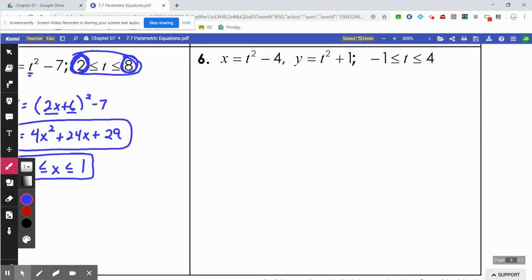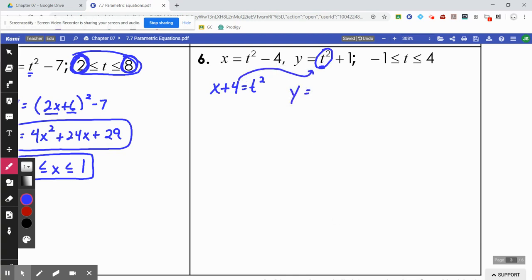So the next one, doing the same thing. Now this one's not going to be as easy to get by itself because you have t squared. However, here's your trick. Instead of solving this for t, why not solve it for t squared and just plug that into the other one? So move the 4 over, it gives you x plus 4 is equal to t squared. And since I have a t squared right here, let's plug that in.